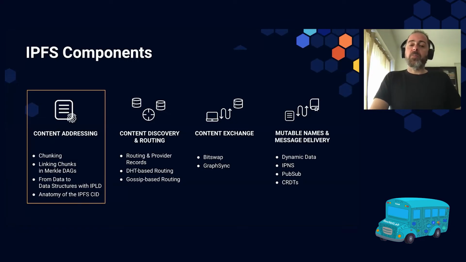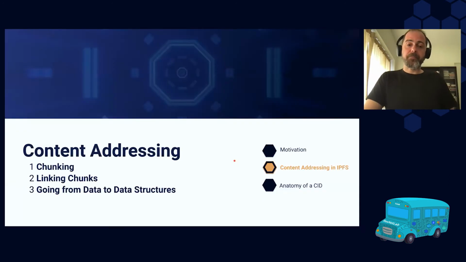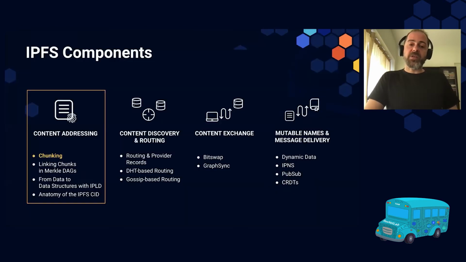Overall, the IPFS components can be broken down into those 4 parts. We have content addressing, which is what we're going to be discussing today. We have content discovery and routing, content exchange, and then some extensions to the content addressing part in order to enable IPFS to deal with dynamic mutable data. These 3 parts are subject to different modules that are going to follow on after this. So let's dive into the technical part and see how IPFS actually realizes content addressing.